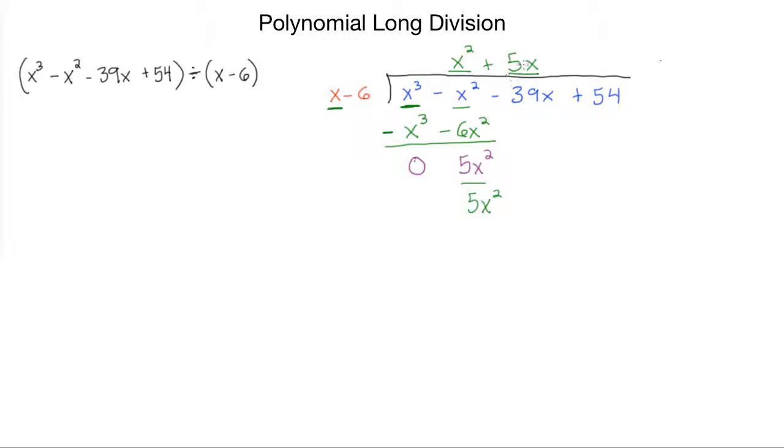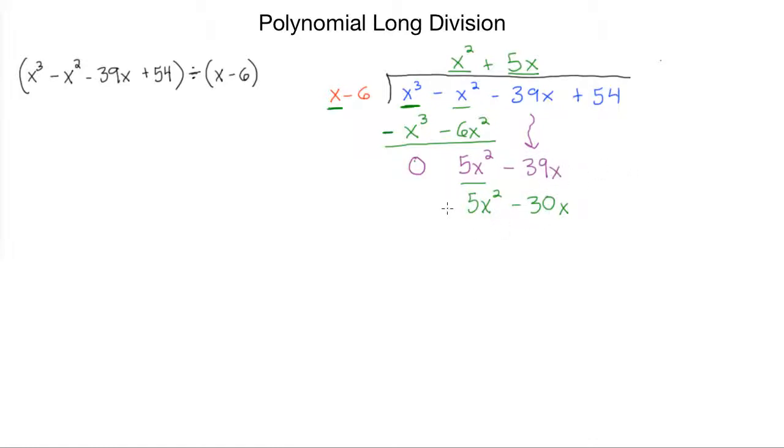But I've got two terms, so the 5x also has to multiply the negative 6 to make negative 30x. 5 times negative 6 is negative 30, and I still have the x. And I forgot to do this, but since I have two terms, I need to bring down the negative 39x.